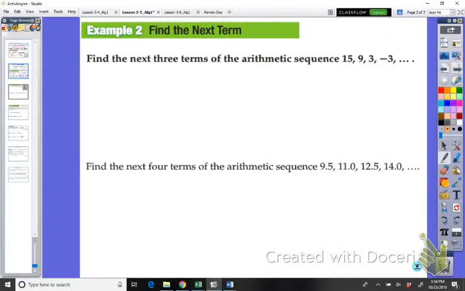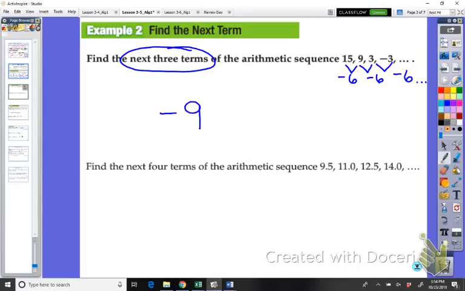All right, example 2, find the next term. So these aren't difficult either, you just need to read carefully as to how many terms they want you to find. They want you to find the next 3 terms in the sequence. So first, to get from 15 to 9, think about that, and you subtract 6. From 9 to 3, subtract 6. From 3 to negative 3, subtract 6. So if you continue that pattern, negative 3 subtract 6 would give you the next number of negative 9. If you subtract 6 again, you get negative 15. Subtract 6 again, you get negative 21. So those are the next 3 terms in the sequence.